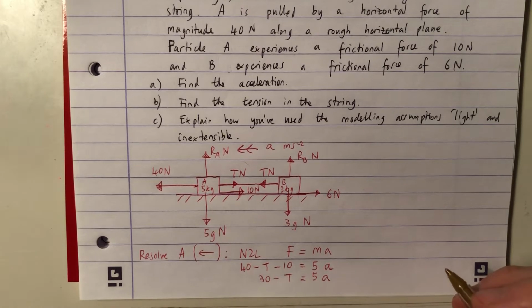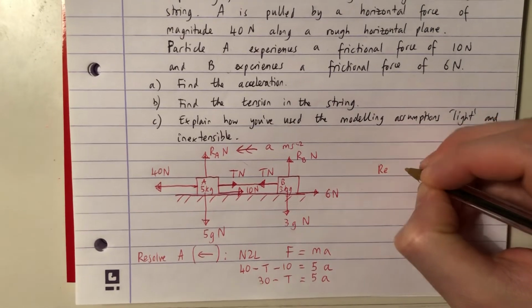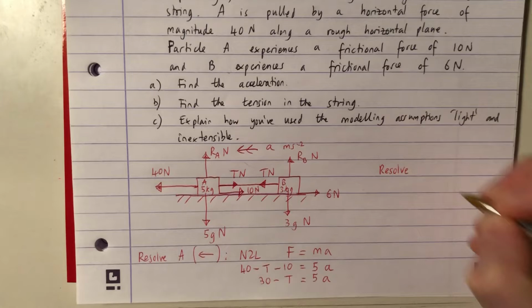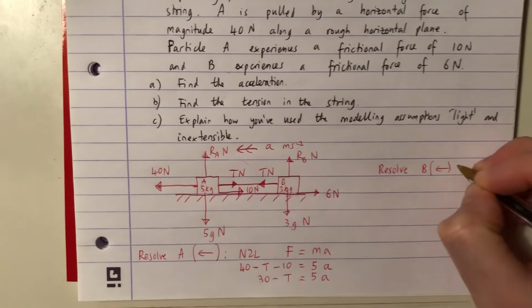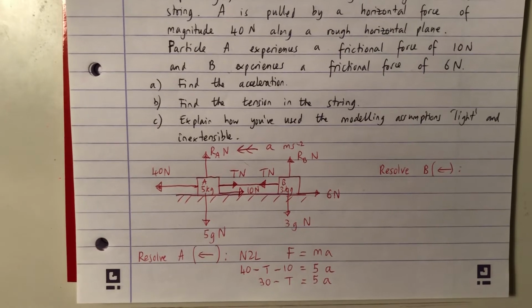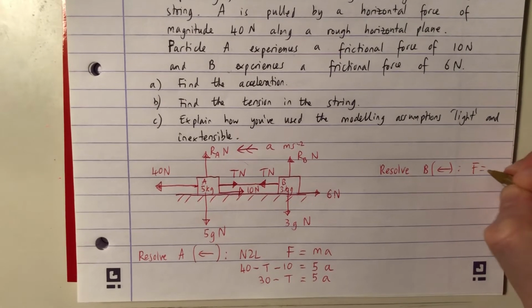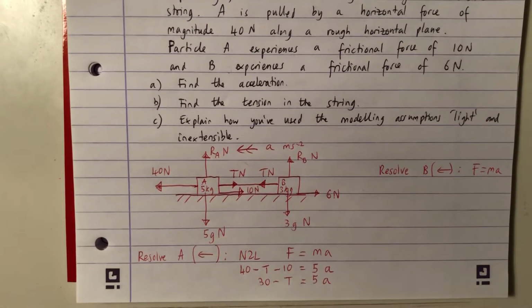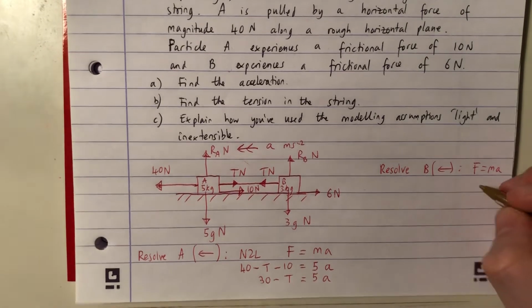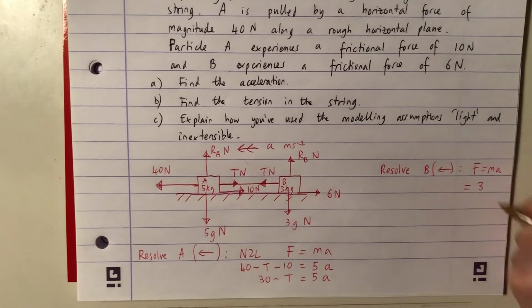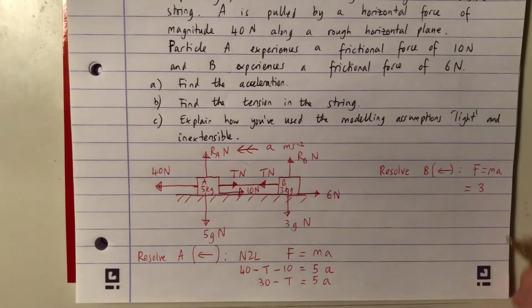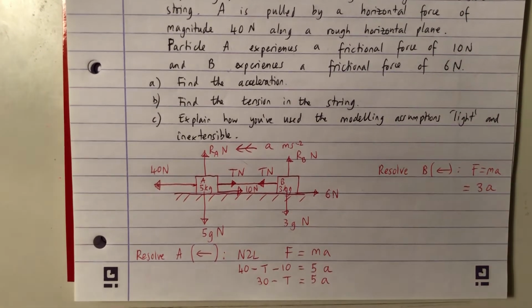Okay, so let's resolve for object B. And we're going to do this horizontally. Newton's second law again, F equals ma. Okay, the mass of this object is 3 kilograms. The acceleration of this object is unknown, a.